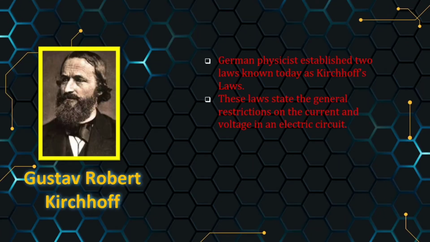So as you can see, it is the German physicist known as Gustav Robert Kirchhoff. In 1857, he established two laws known today as Kirchhoff's laws. These laws state the general restrictions on the current and voltage in an electric circuit.